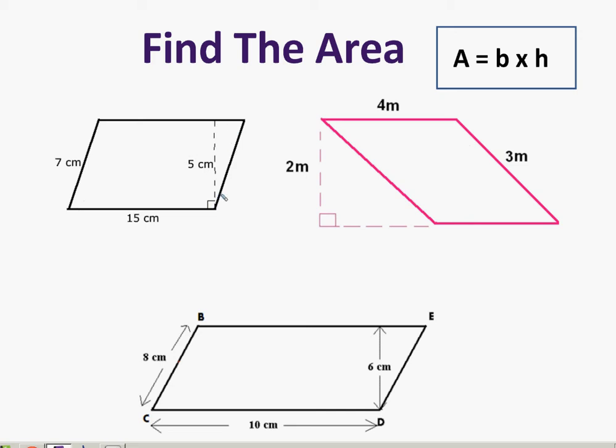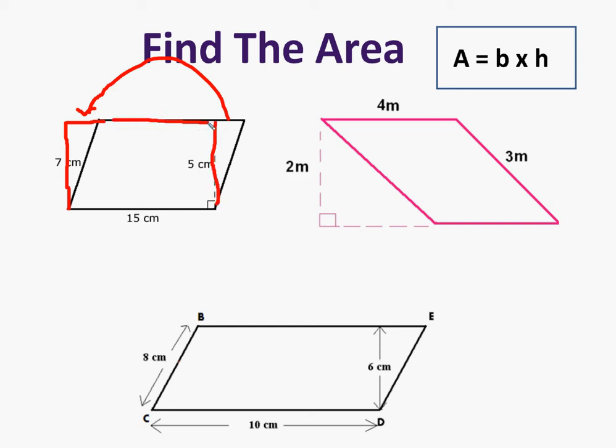You notice here that this is cut into a triangle on the side. Well, you can take this triangle, put it over here, and turn this into a rectangle. And then, as we know, the area of a rectangle is base times height. And so it would be 15 times 5. And this 7 means nothing. That's just extra information.